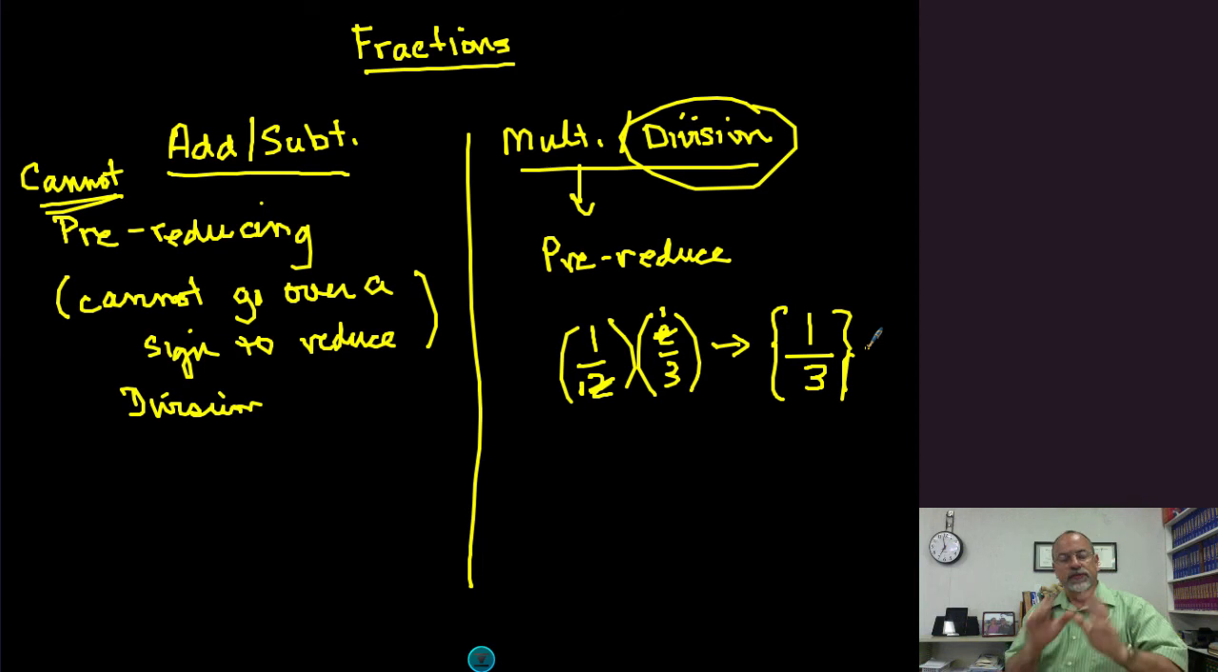So it's important to know when we need a common denominator and when we don't. It's important to know what we do once we have the common denominator, what we do with the numerators and denominators when we're adding, subtracting, and multiplying, dividing, and when we can and when we cannot pre-reduce our problems. Okay? So that lays the basic properties for fractions.